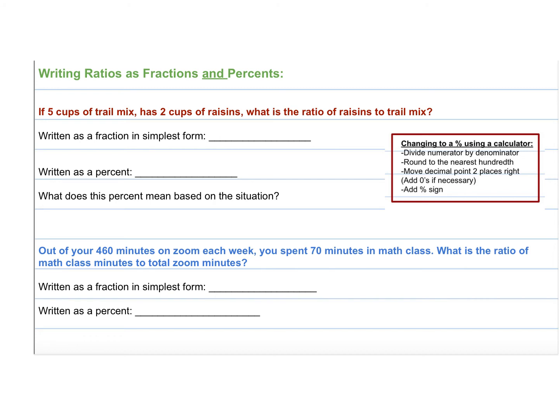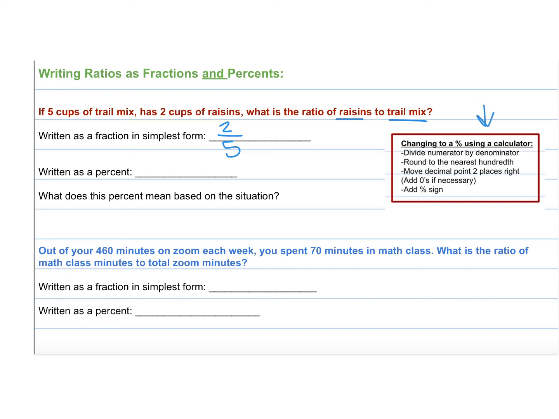So it looks like we are comparing raisins to total trail mix. So there's 2 cups of raisins and 5 cups of trail mix. So our ratio would be 2/5. That's already in simplest form. Now, written as a percent.